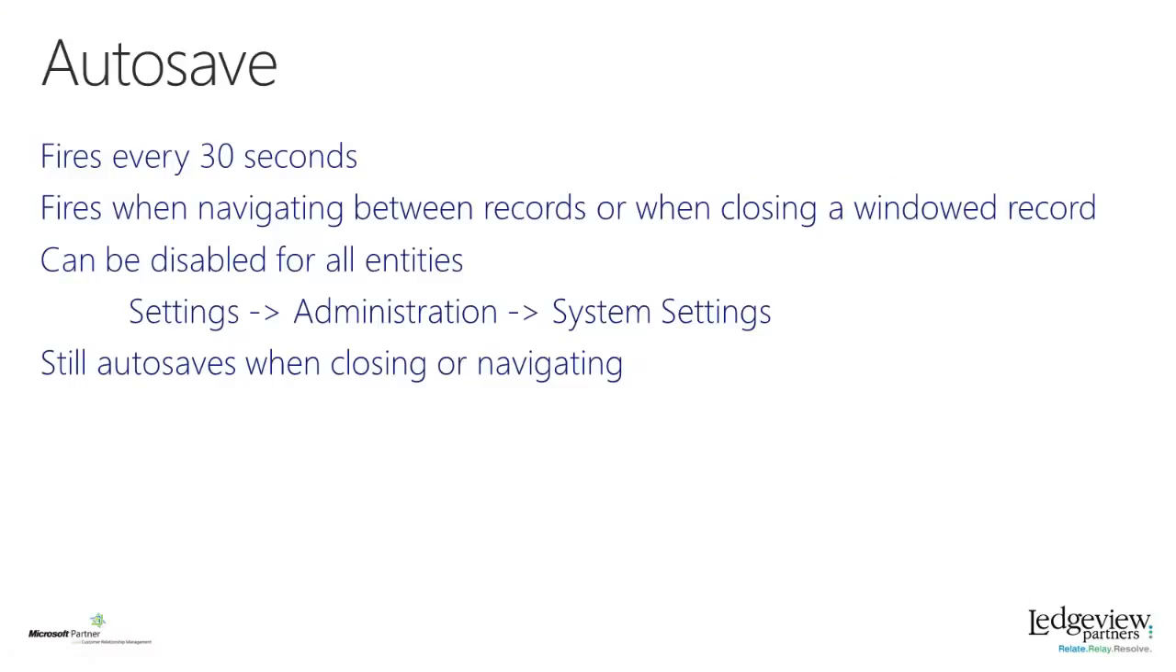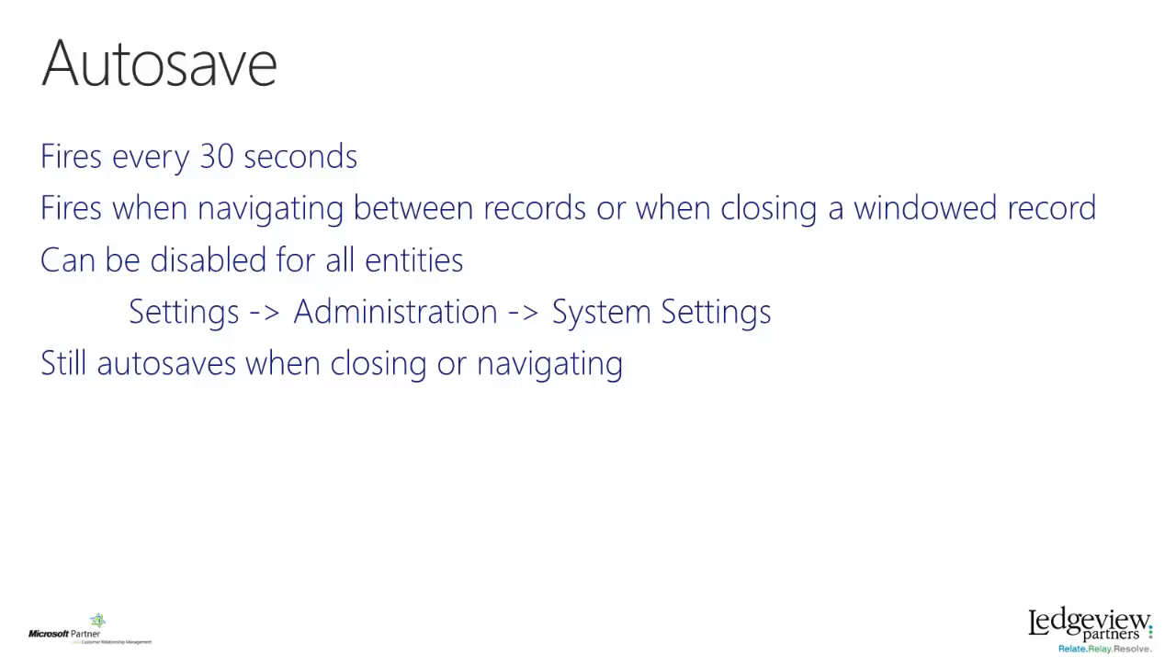Probably one of the biggest functionality changes in CRM 2013 is the addition of Autosave. What Autosave does is it commits any changes made to a record to the database every 30 seconds without requiring the user to hit the Save button. The Autosave will fire if the user is navigating off a record or if they happen to have a record open in a windowed view and they close it.